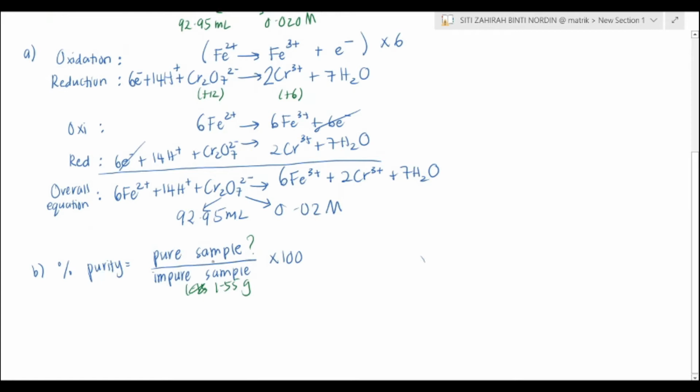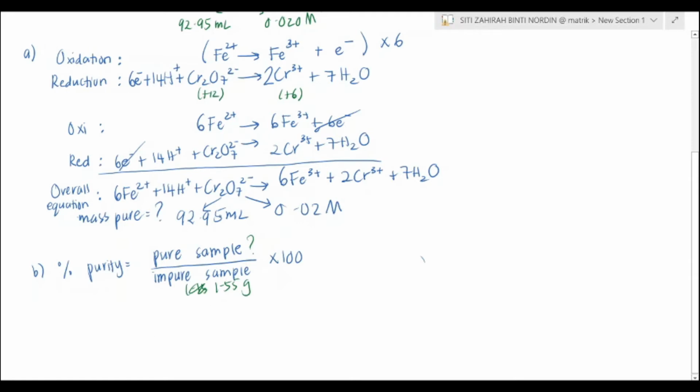Okay. So we need to find the mass for pure Fe, which is this Fe2 plus. Okay, so what is the mass of pure Fe2 plus? Okay, we need to work with this overall equation.